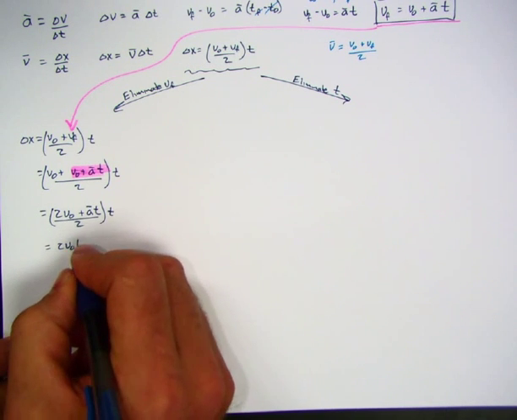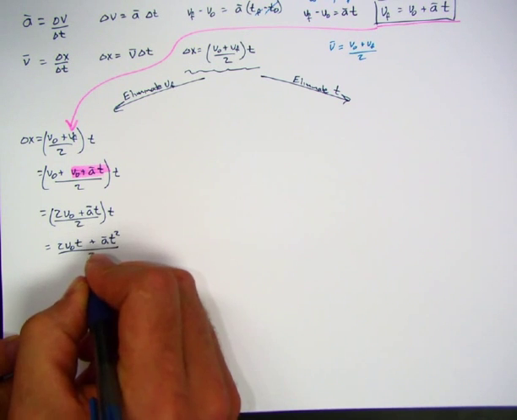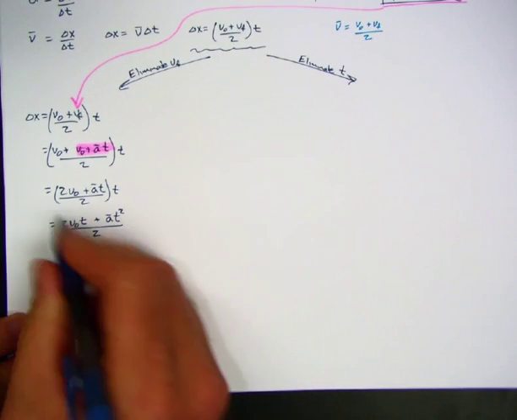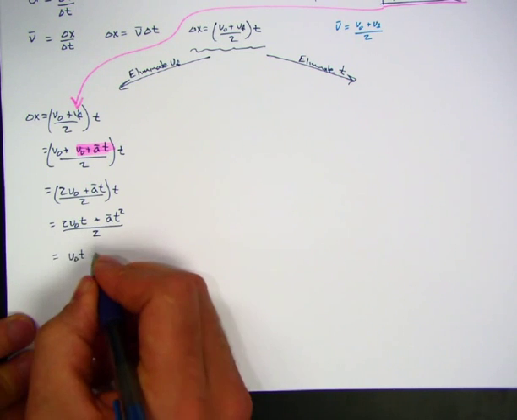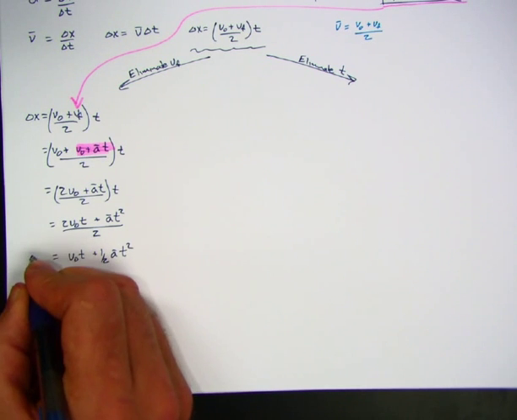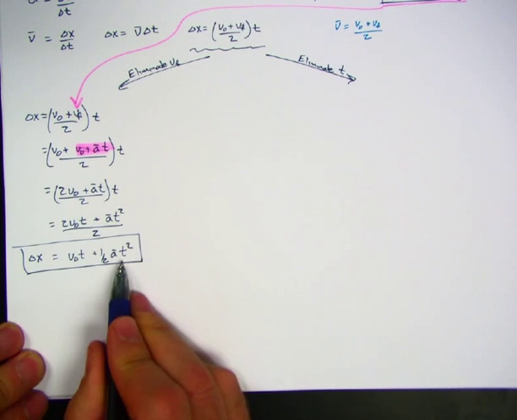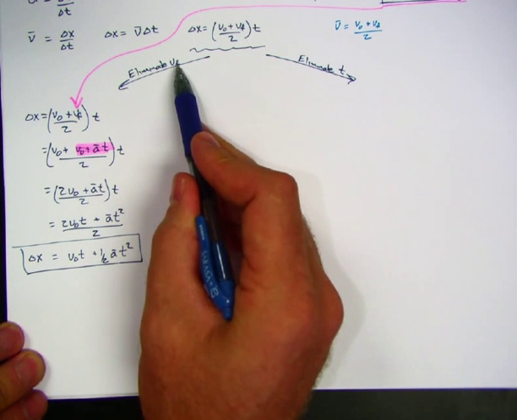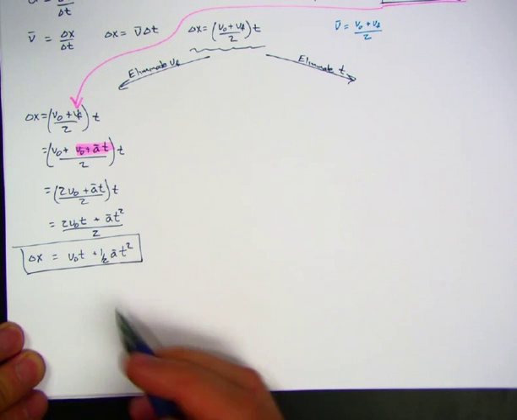2v0 t plus a t squared over 2, and then I'm going to separate out those fractions, so it's going to be v0t plus 1/2 a t squared. That's my delta x. Notice that our goal is to eliminate v final. We plugged in the v final, made that substitution. There's no v final in this equation.